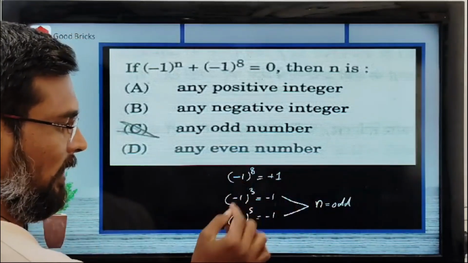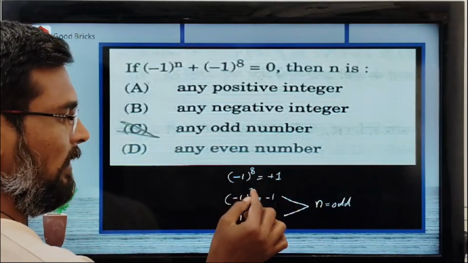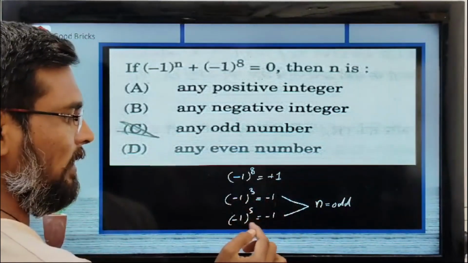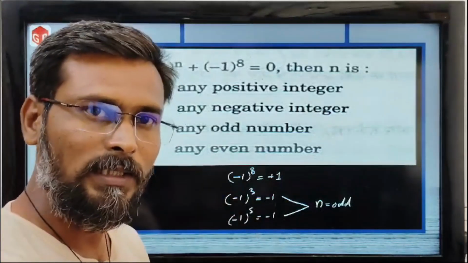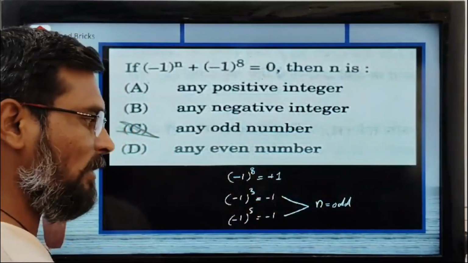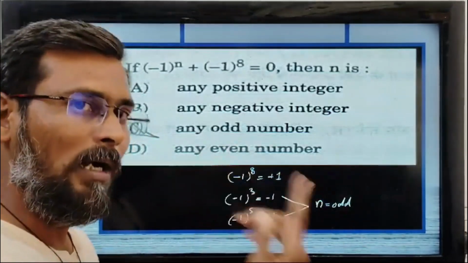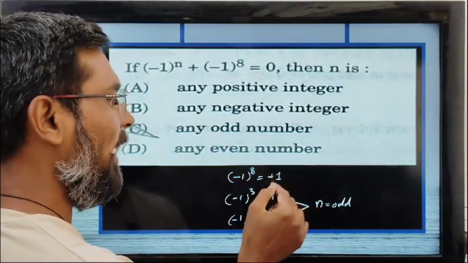And look at these two examples. If 3 is there, you will get minus 1. If 5 is there, you will get minus 1. From these two examples, what you should understand is, when the power or exponent of minus 1 is an odd number, then you will get minus 1.